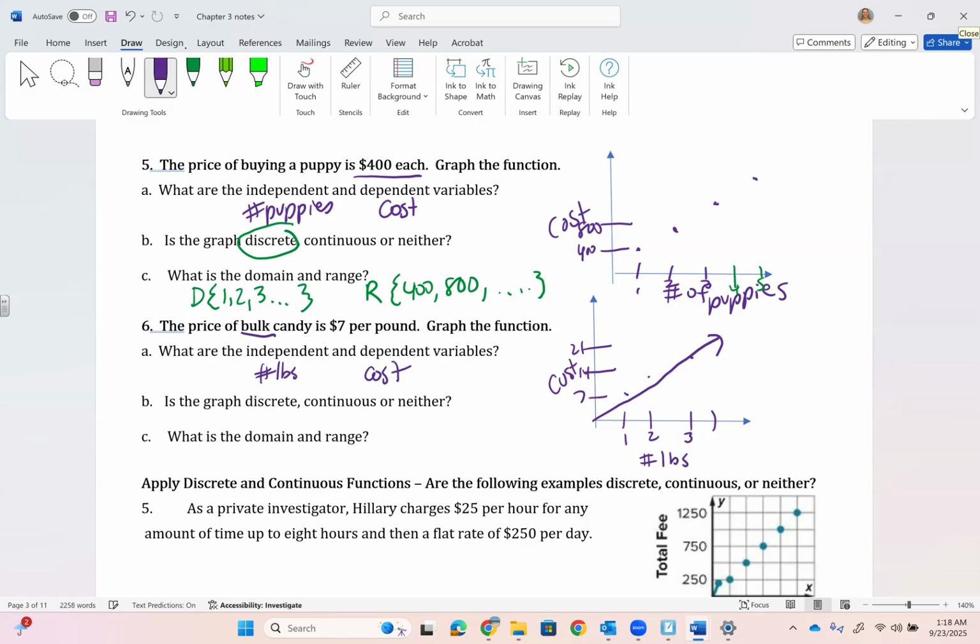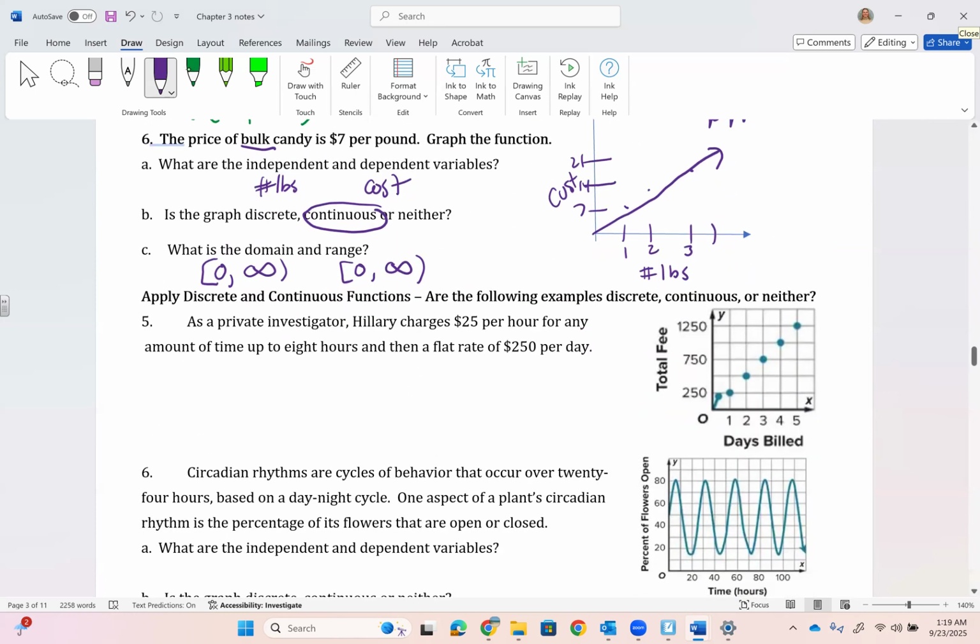And this right here would be continuous because it starts at 0 and goes up to however much you end up buying. In this case, you can buy partial pounds. So the domain would basically start at 0 and go to as big as you want to get. That's a fancy way to say it starts at 0 and goes to infinity. The range starts again at 0 and could go as big as you want as well. So you could use words to describe it, but that's a fancy way to say it's from 0 up to infinity.